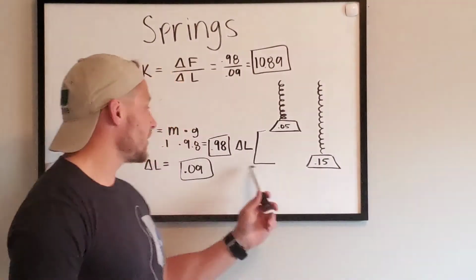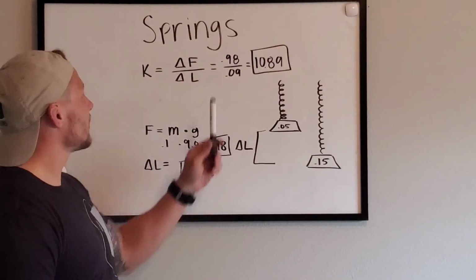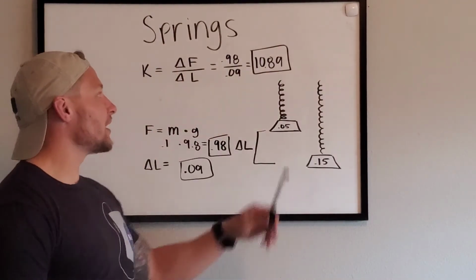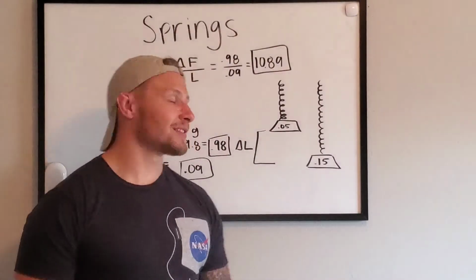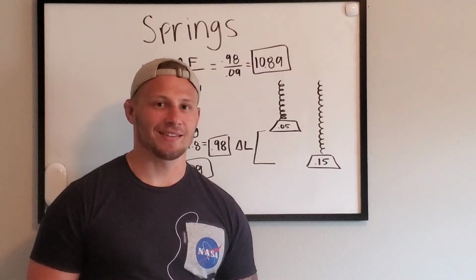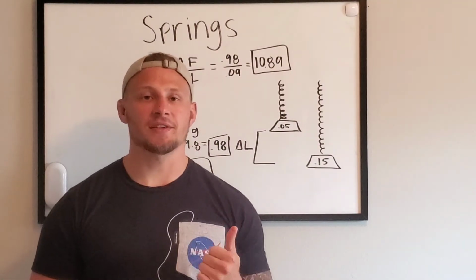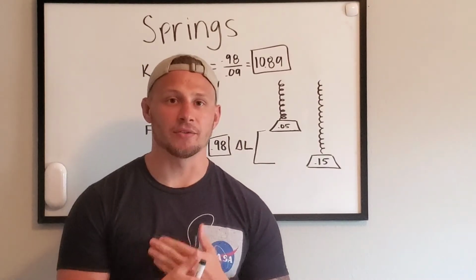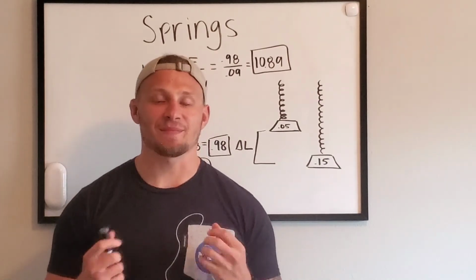Now we can plug these numbers into this formula. We get force divided by the change in L, and we get our spring stiffness, which is 10.89. It's very important that we find the spring stiffness because we're going to plug that into the code, the computer model, and see if everything matches up.